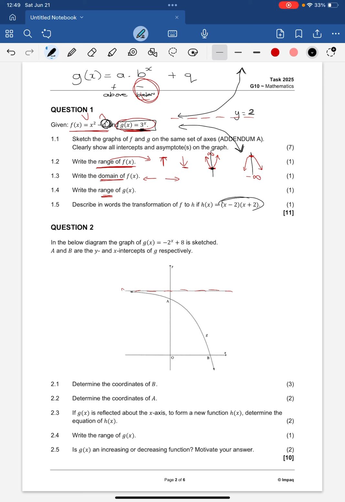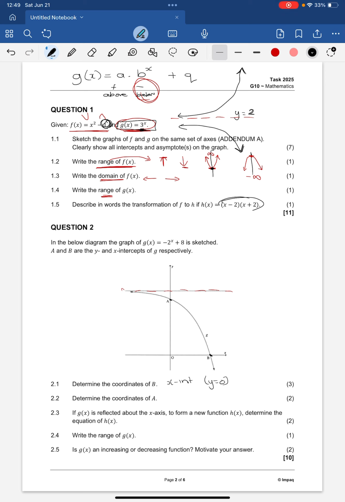If you look at B here, it's cutting into the x-axis, which makes it an x-intercept. How do you find an x-intercept? Make y equal to 0 and then you solve. Determine the coordinate of A. What is A? It's cutting through the y-axis. So it is a y-intercept. How do you find a y-intercept? Make x equal to 0.